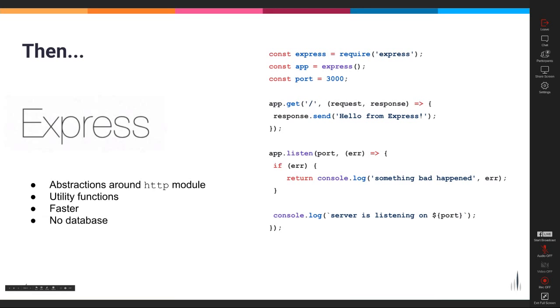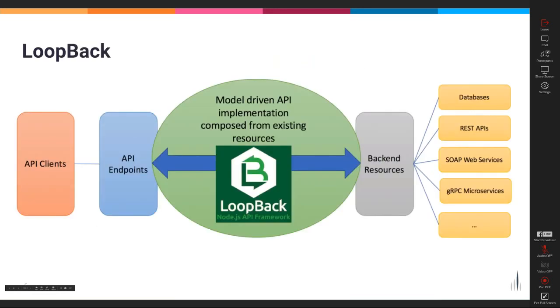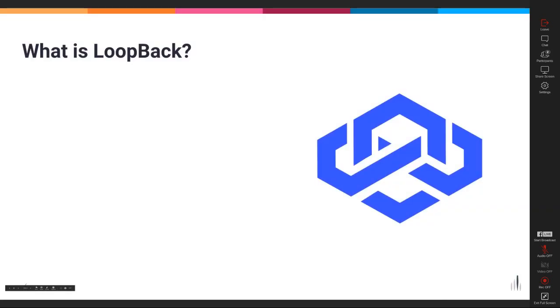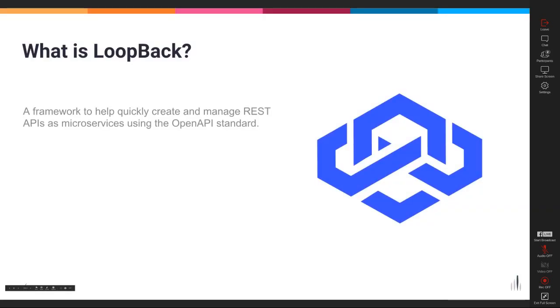So that's where this LoopBack framework came from. It basically sits between the API endpoints and the backend resources, and it provides a model-driven API. So the idea is that LoopBack becomes the source of truth for all of the data in the application. So yeah, just again, it's a framework to help quickly create and manage REST APIs as microservices in version 4.